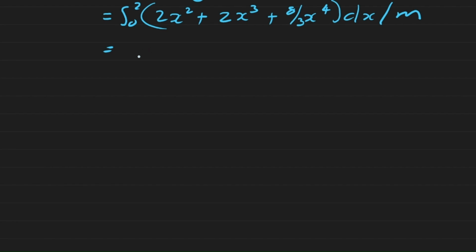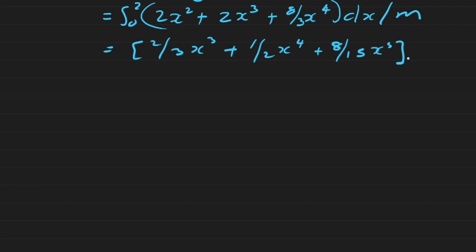So integrating this, what we're left with is 2 over 3 x cubed plus half x to the power 4 plus 8 over 15 times x to the power 5. And this is integrated from 0 to 2 divided by the mass.